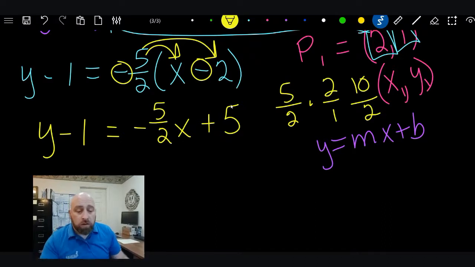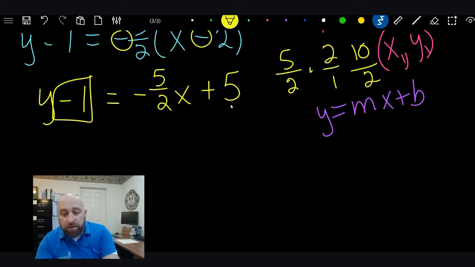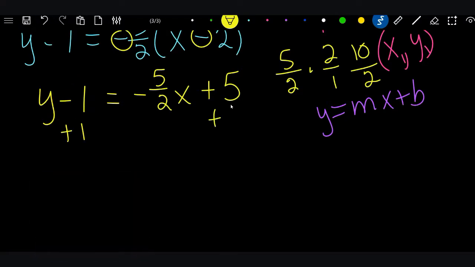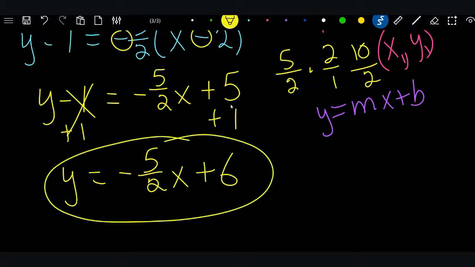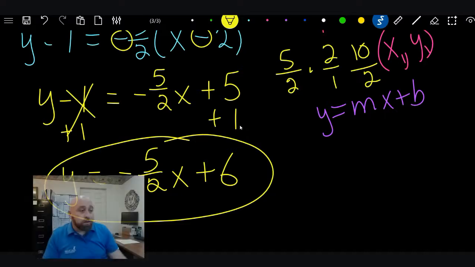Now we're almost in slope-intercept form, except for we have to deal with this. So we need to add 1 to both sides. That's going to cancel. We're going to get y equals -5 over 2x plus 6. And now that would put us in slope-intercept form. So we went from point slope, now we're in slope-intercept form. Why do we want to get to slope-intercept form? Why is that the goal? Why are we trying to get to that? So now we can graph it.